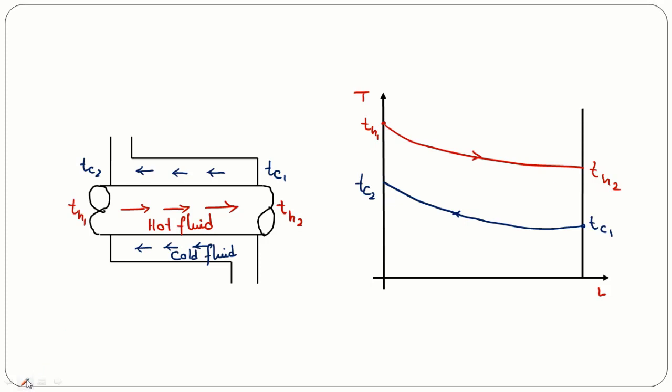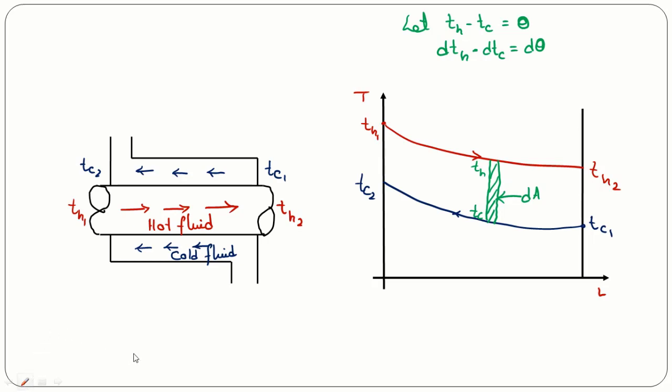Now, let us consider a small elemental area in this particular heat exchanger. So, the elemental area that we have considered is dA here. Temperature of the hot fluid is TH and that of the cold fluid here is TC. Now, let us consider the difference between the hot fluid and the cold fluid in the element as theta. So, dTH minus dTc will be equal to dθ.